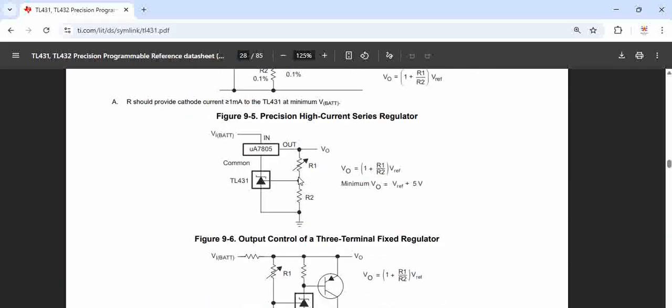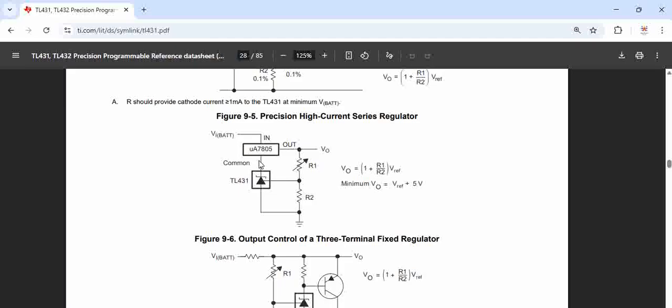Yeah, so this is one of the scenarios where we use the 7805, for getting a precision output voltage. We can use the TL431. This is one application circuit. Now there is a difference between the Zener diode and the TL431.